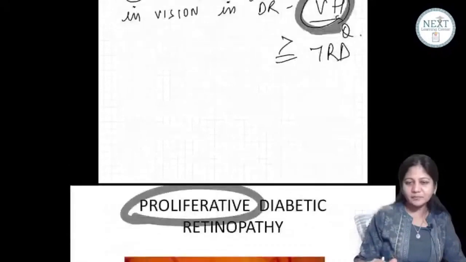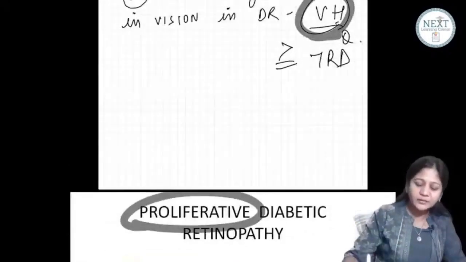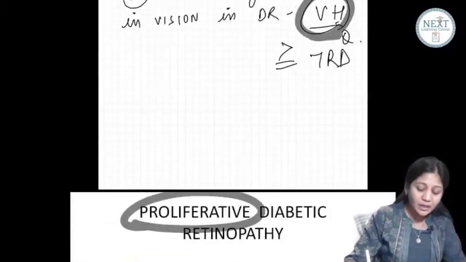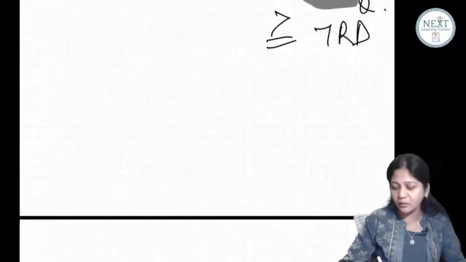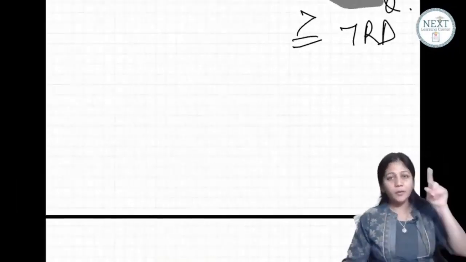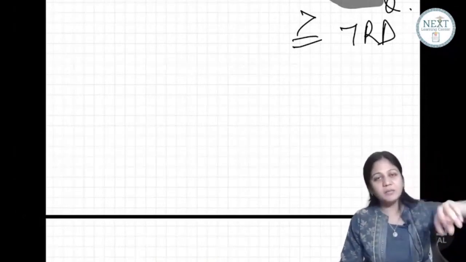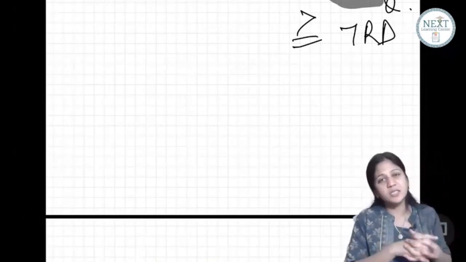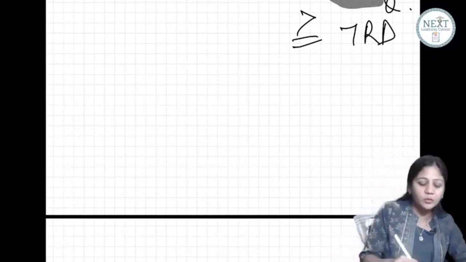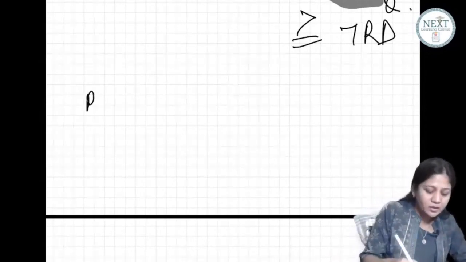Now, how do you diagnose? How do you treat? The same thing remains everywhere. What is that same thing? You do an FFA. See where is the edema, where is the leakage, where is the ischemia, and if required, you treat. So my question is when to treat.